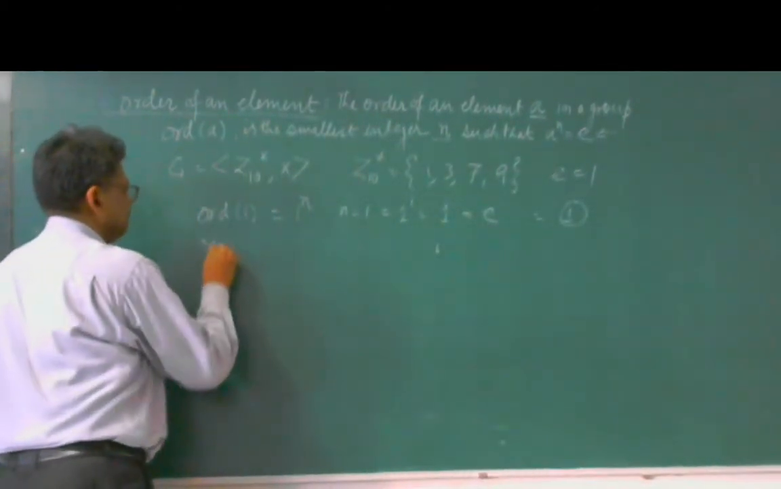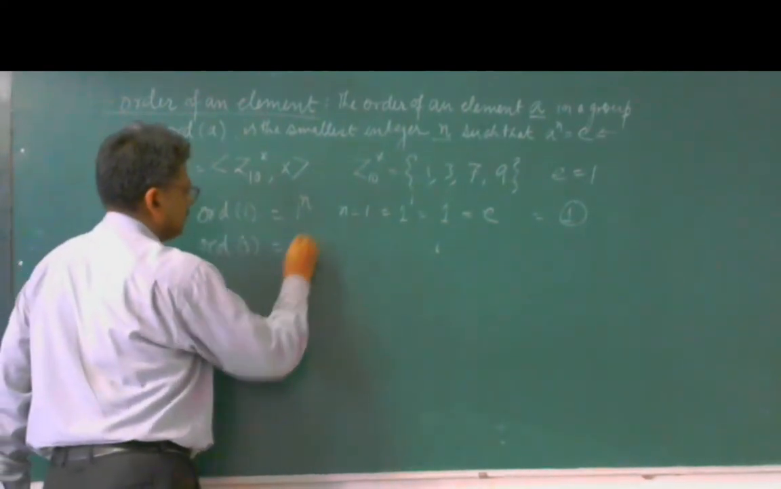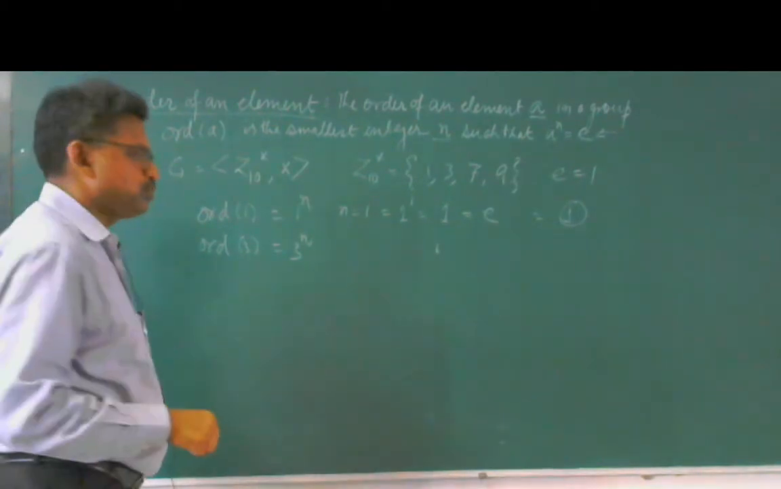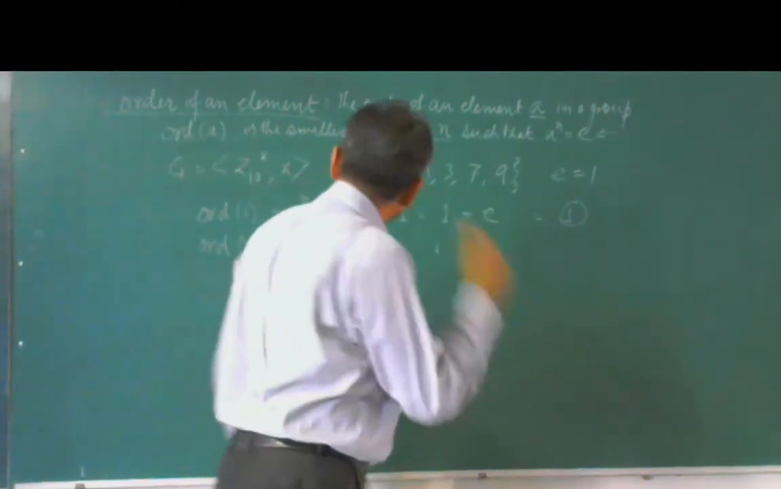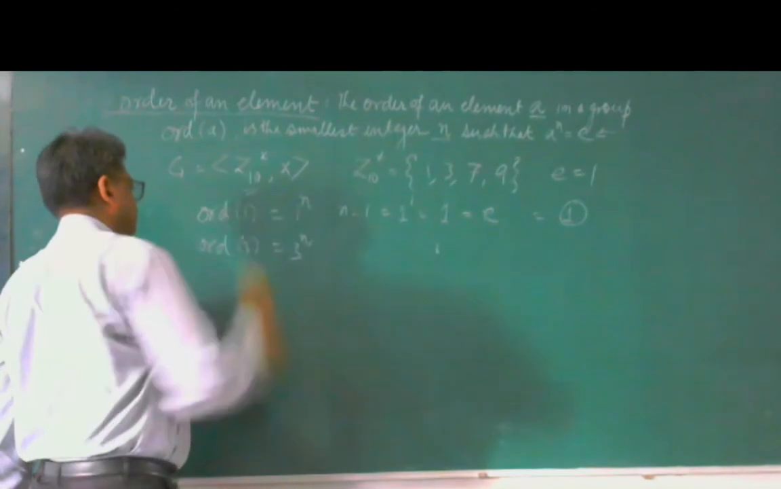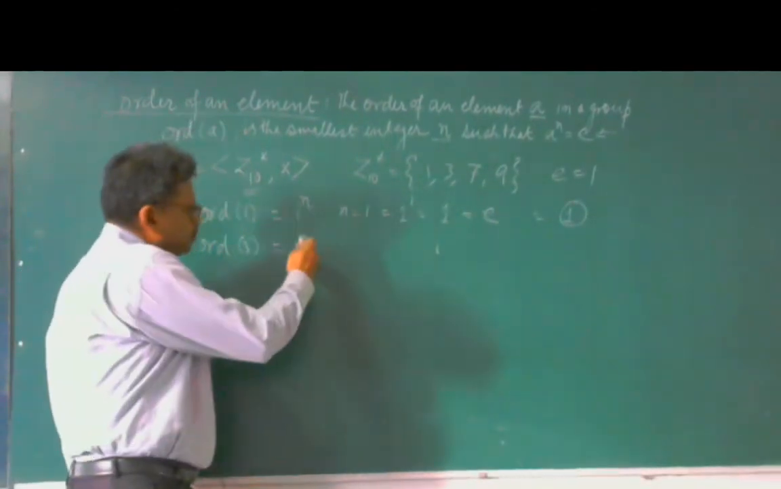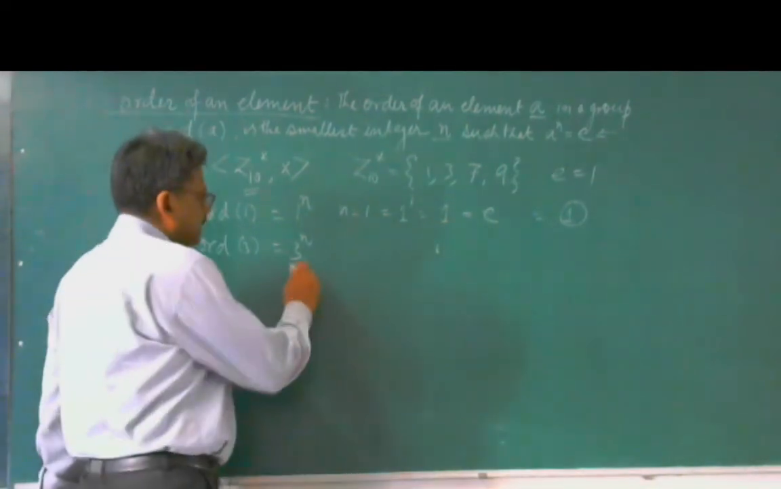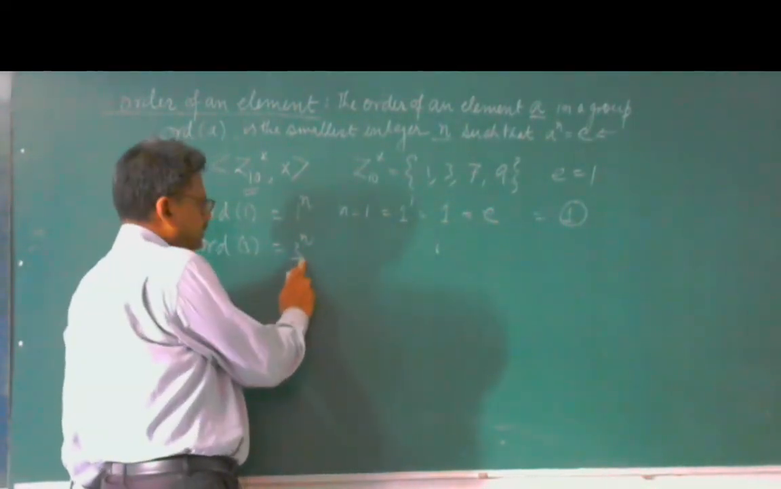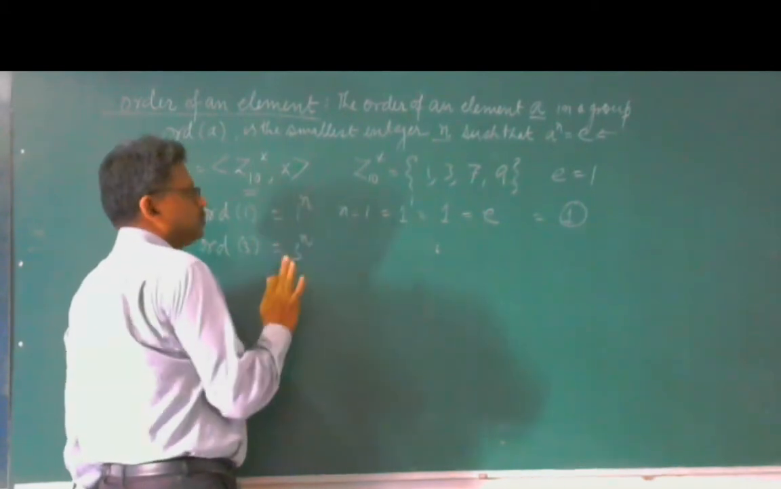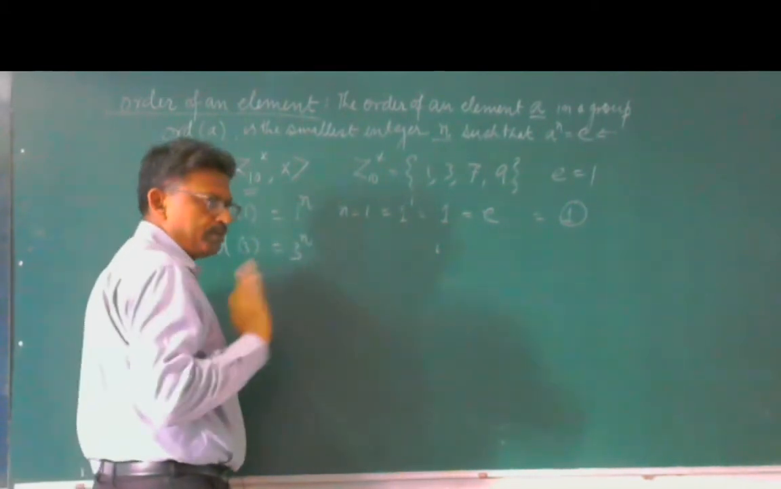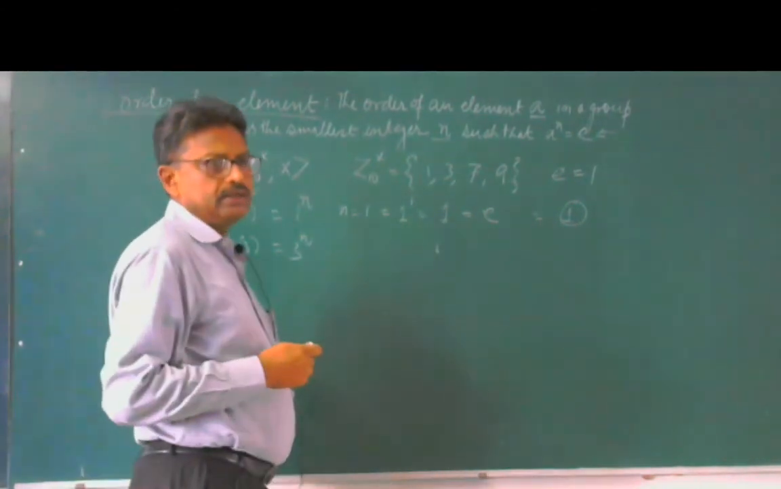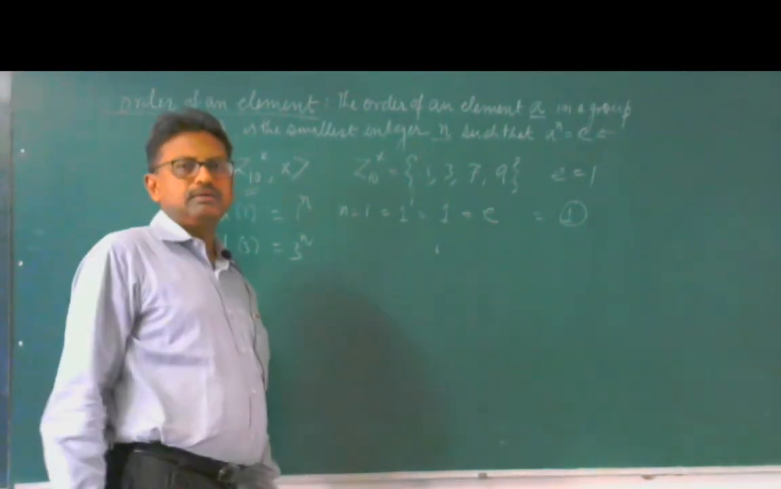Order of 3, that will give you 3 to the power n. So 3 to the power n, and the mod value is 10. So we have to select the smallest integer n. If we select n is equal to 1, then 3 mod 10 will be equal to 3. It is not coming 1. So 1 cannot be the order. If we consider 2, 3 squared is 9. 9 mod 10 will be equal to 9. It is not coming 1.